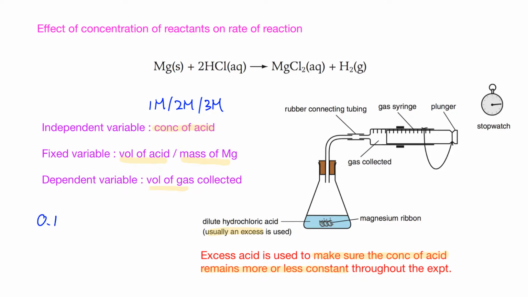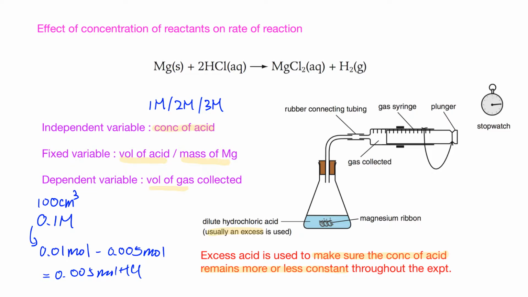Say for example, we are using 0.1 M HCl, which is 100 cm³. If I convert this into number of moles, that will be 0.01 mole. If in the process, with this excess reactant, I have used 0.005 mole, then you will find that it will only have 0.005 mole HCl left. If I convert it back into molarity, this will become 0.05 M. So what we have here is reduced by half from the original molarity.